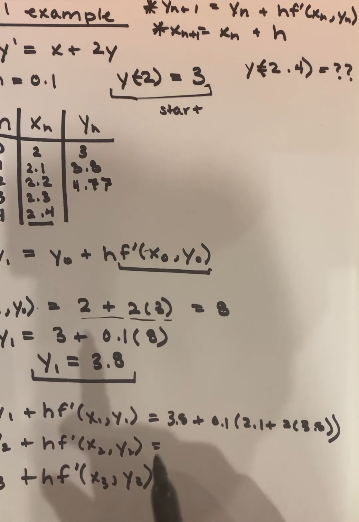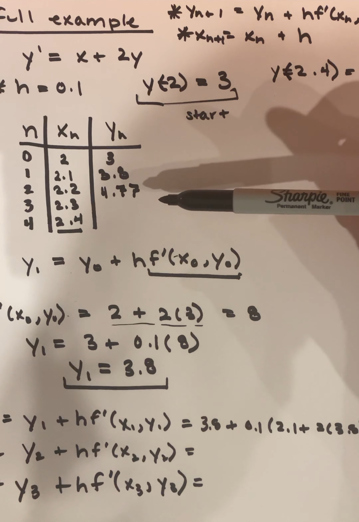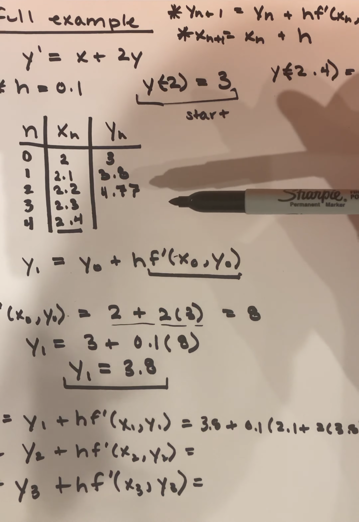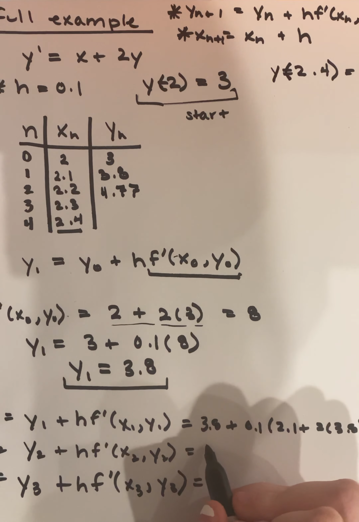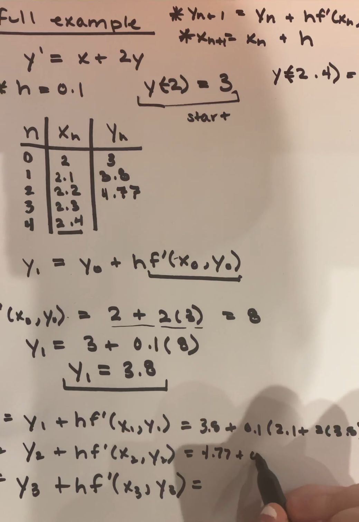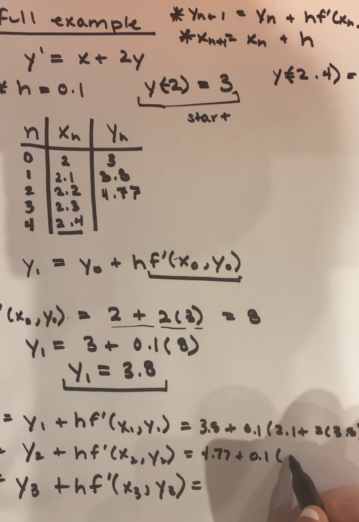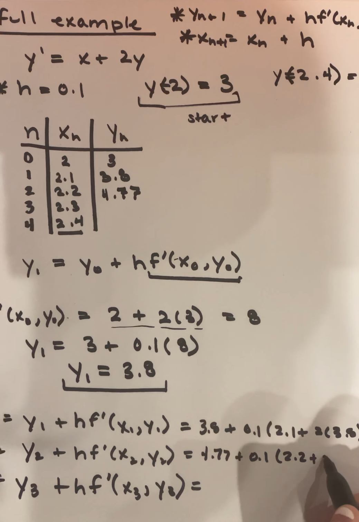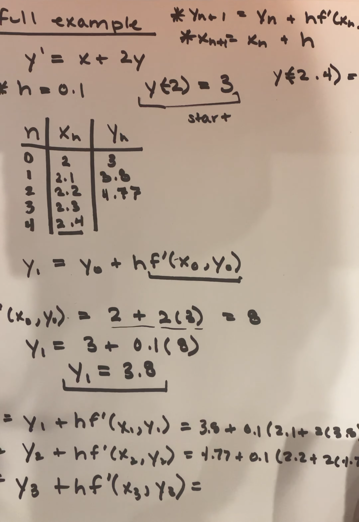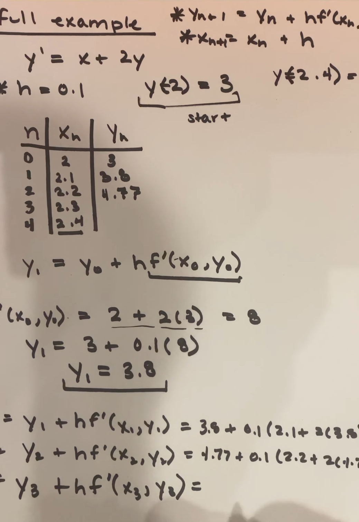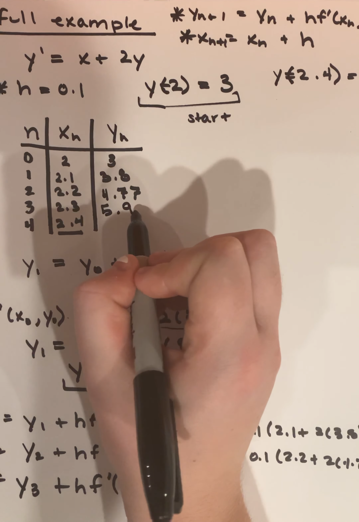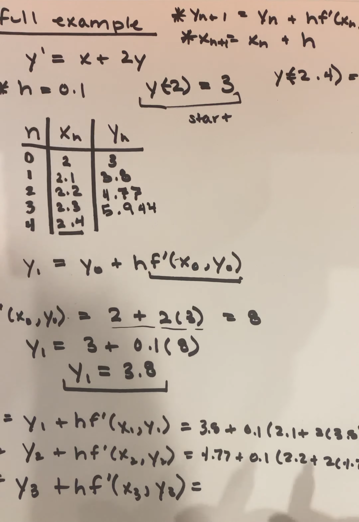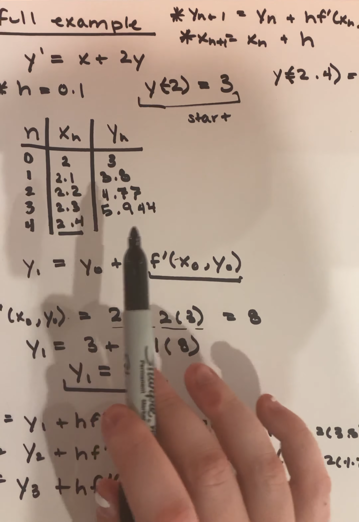And then taking these x sub 2 and y sub 2 values, we're going to plug that into y sub 3. And so then that will be 4.77 plus 0.1 times 2.2 plus 2 times 4.77. And that then is going to be equal to 5.944.